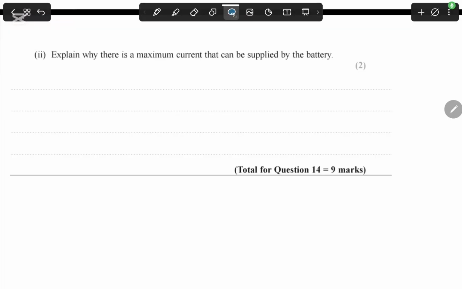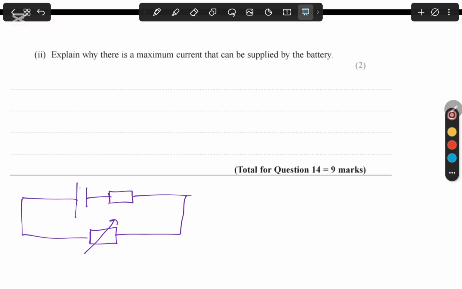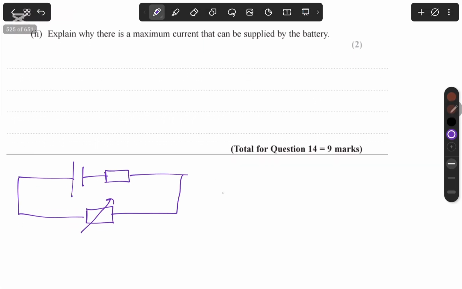Okay, in part II, it says explain why there's a maximum current that can be supplied by the battery. So for this, we're going to look at a circuit diagram here. So we've got the battery, the internal resistance, and we've got the external resistance, which is the resistance of the variable resistor. So I'm going to write the equation here. So E is equals to IR plus VR. Now what I'm going to do is I'm going to decrease the resistance of our variable resistor. And as I decrease it, the current will increase. So I'm going to decrease the resistance of this, and as I do this, the current in the circuit will increase.